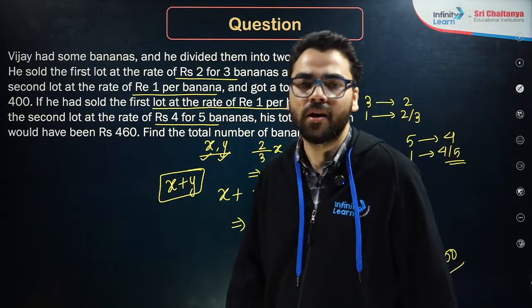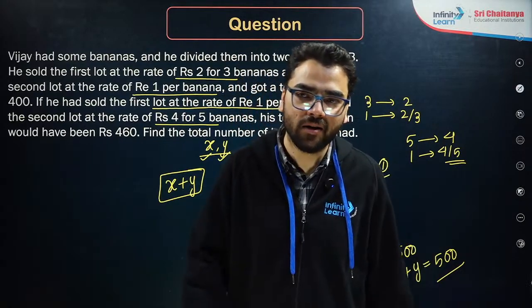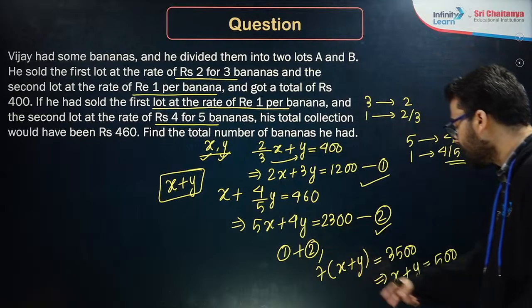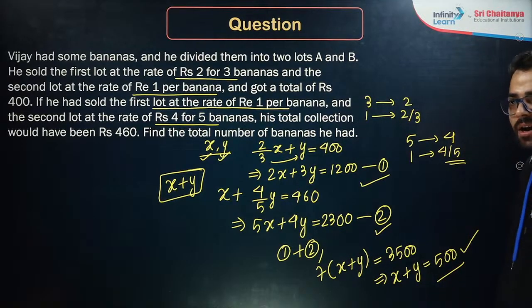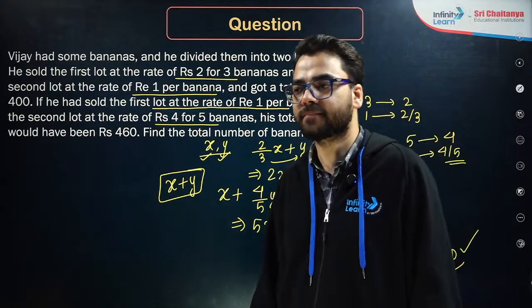They are not asking you to find the number of bananas in the first lot and the second lot separately. You will not get any extra marks for that. If you do it directly like this, you will still get full marks. You don't have to do any other extra thing in this question. I hope it's clear, guys.